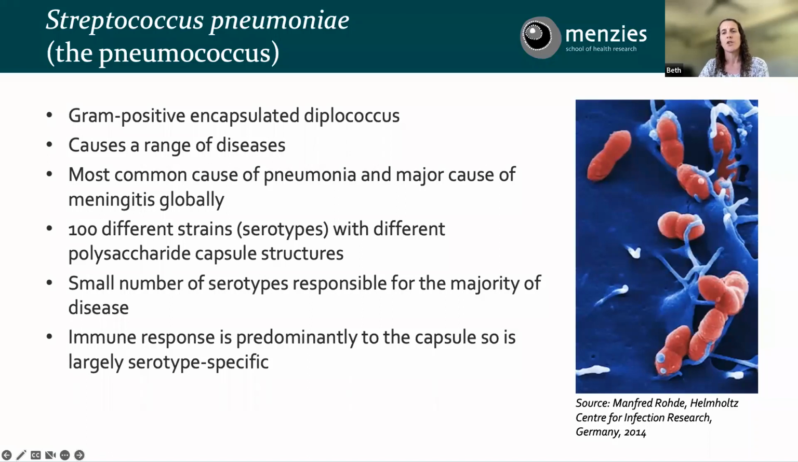Immunity is mostly serotype specific, which means that infection with one serotype does not necessarily protect against infection from a different serotype. This is important when it comes to vaccine development.